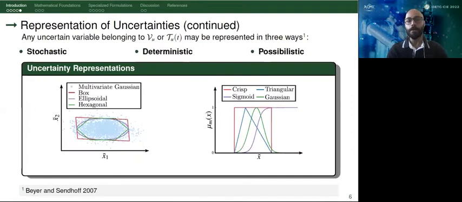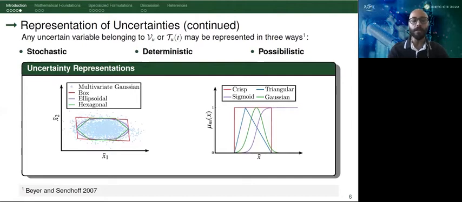Now, for any variable that is uncertain, that is any variable that belongs to V sub u or T sub u, we can represent them in 3 different ways. We can have a stochastic or probabilistic representation. So in this situation, you can see that in the figure on the left, the blue dots refer to a multivariate Gaussian distribution. We can also have a deterministic representation of uncertainties. In a deterministic representation, no probability measure is available, and uncertainties belong to a crisp set.